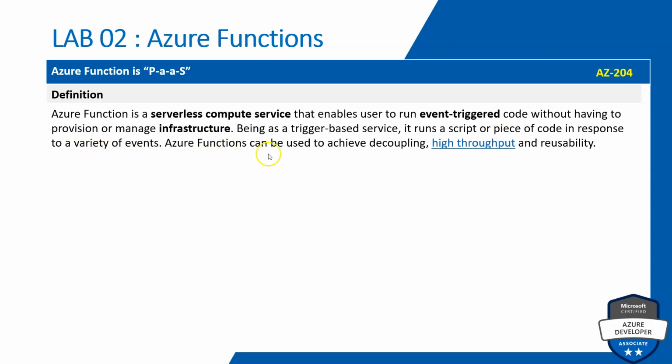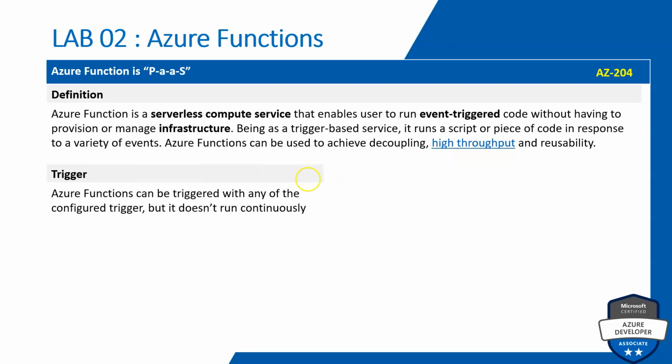Azure Functions can be used to achieve decoupling, high throughput, and reusability. Now trigger, as I told you earlier, Azure Function can be triggered with any of the configured triggers. We'll see what the possible triggers are, but it doesn't run continuously. So basically, as soon as it receives a trigger, your function app will execute and then it will be over. It will wait for the next trigger.